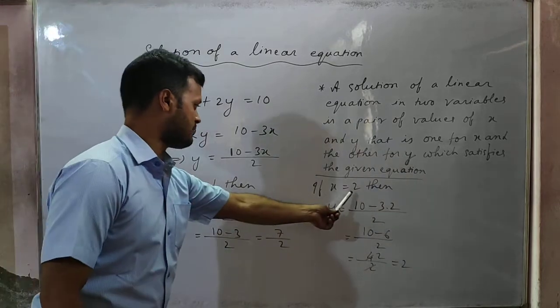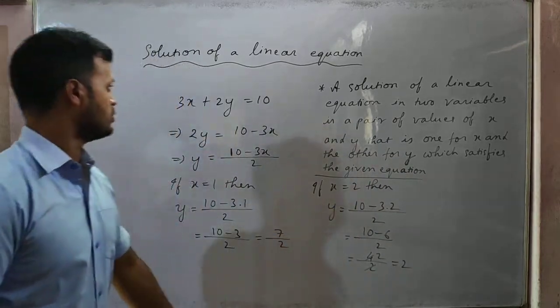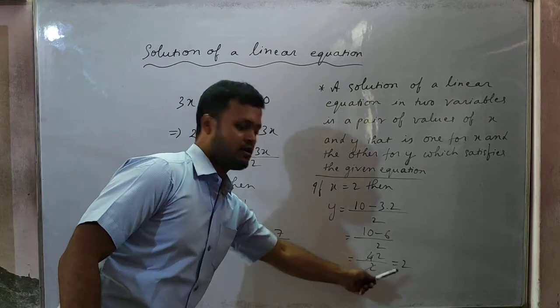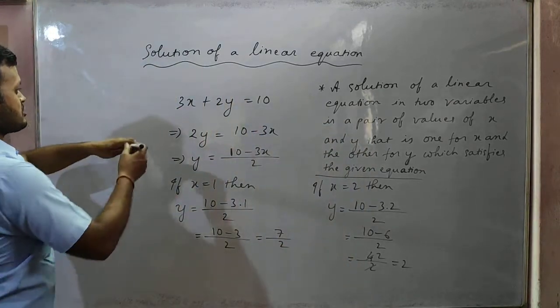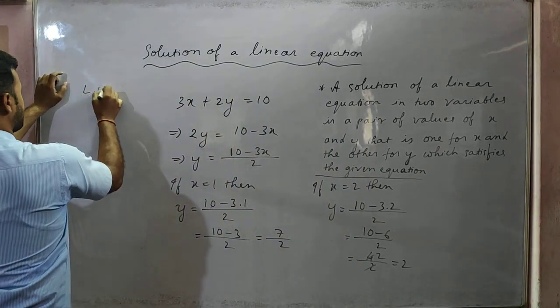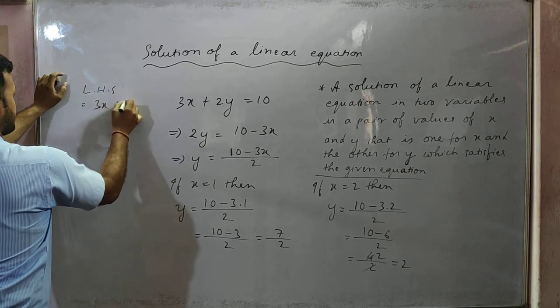That means here we got the value of x as 2 and the value of y as 2, isn't it? Value of x is 2 and the value of y is 2. Now if you put here in place of x, left hand side, let us see, students. Left hand side is 3x plus 2y, isn't it?